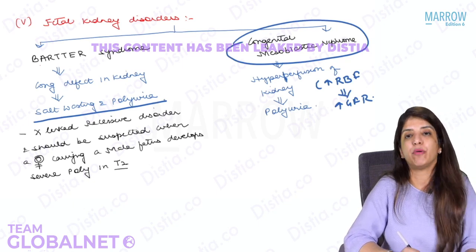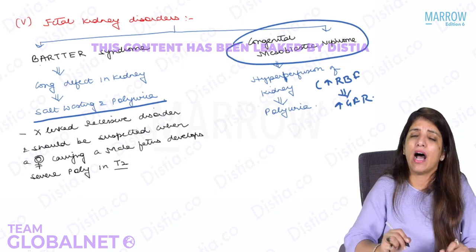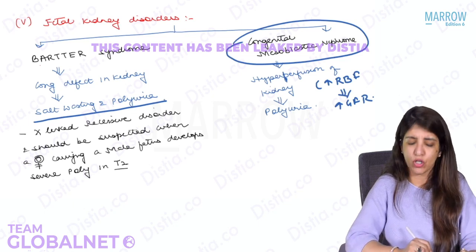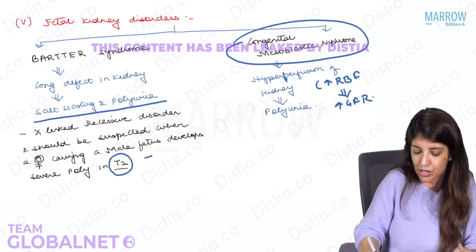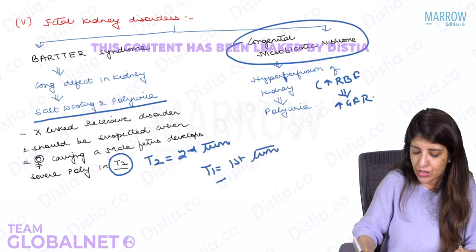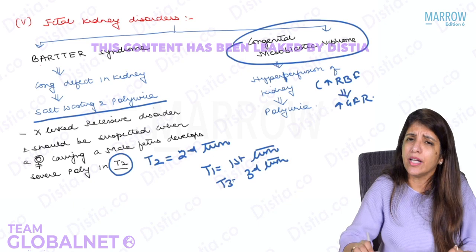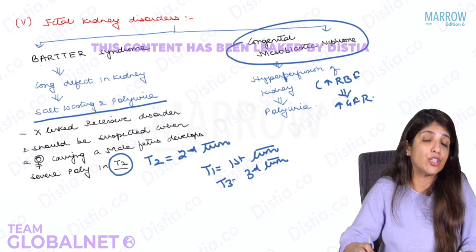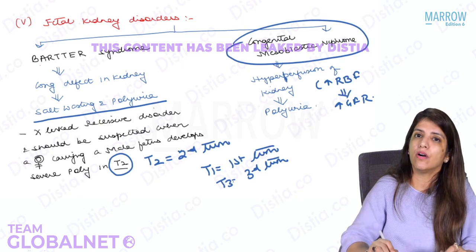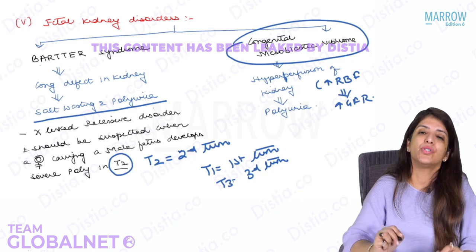So suppose you have a pregnant female who is carrying a male fetus and suddenly there is unexplained severe polyhydramnios happening in the second trimester. T2, when I write it, means second trimester. When I write T1, it is first trimester. And when I write T3, it is third trimester. Right? Clear? So if in a pregnant female who is carrying a male fetus you suddenly see severe polyhydramnios, you should always think about Bartter's syndrome.